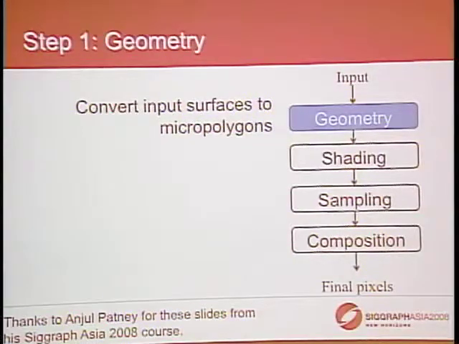What are the interesting research questions here? If we wanted to do this sort of thing in a real-time pipeline, what would it take for us to be able to do this? We're going to start off by bringing in surfaces, some sort of mathematical description of a surface, and we'd like to convert this into micropolygons. The micropolygons are going to be very small. They're the size of a pixel.